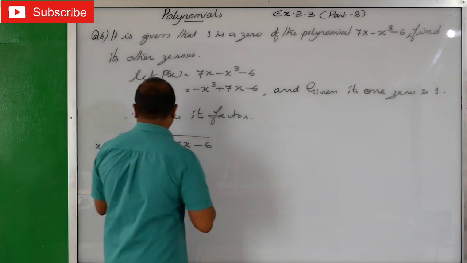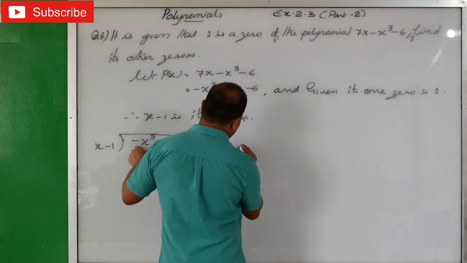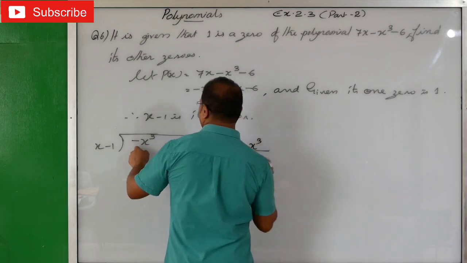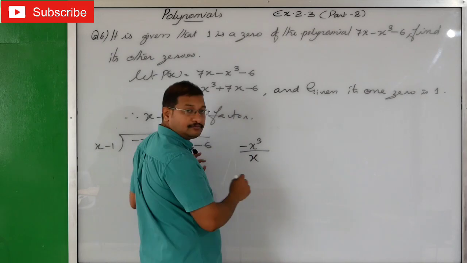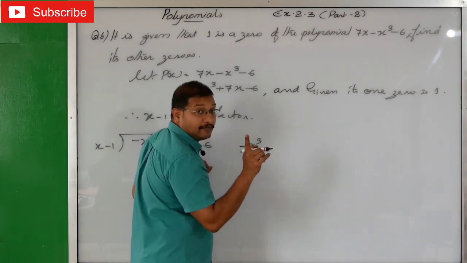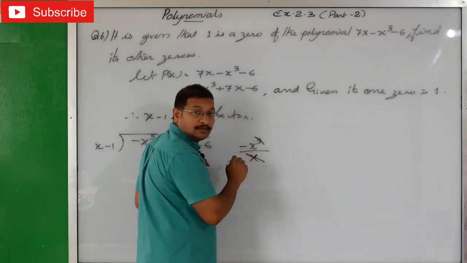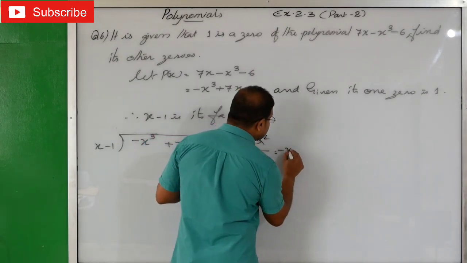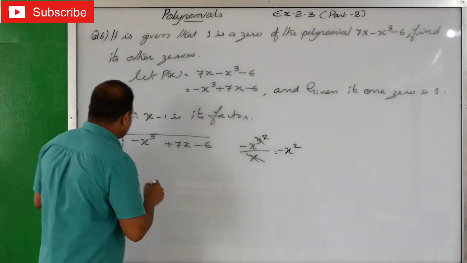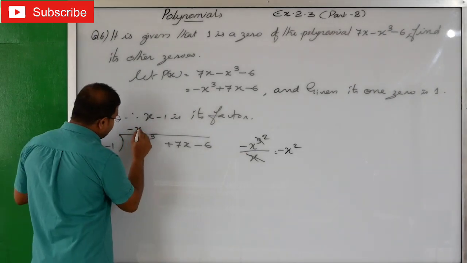Ready? So the first term in the dividend, what is that? Minus x cube divided by the first term of the divisor, x. x one time will cancel from the 3 times. That means 2 times will be the balance, isn't it? So we'll get minus x square. Ready? So in the quotient place we will write minus x square.